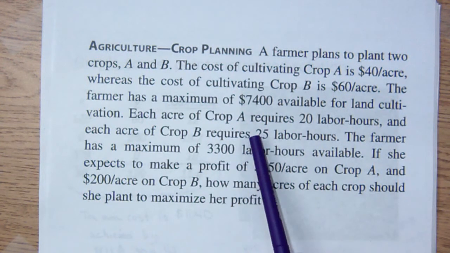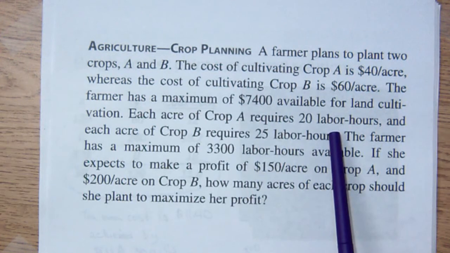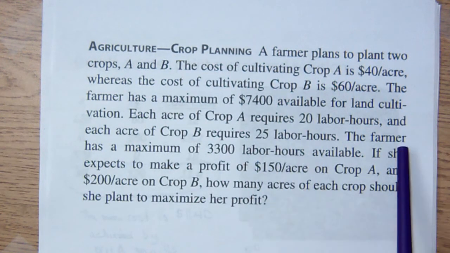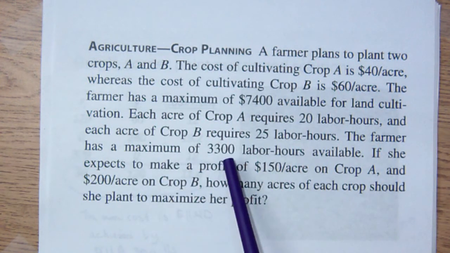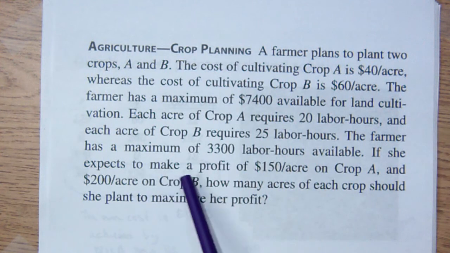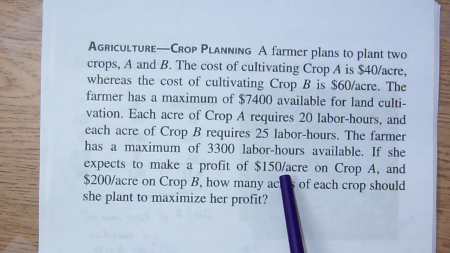Each acre of crop A requires 20 labor hours, and each acre of B requires 25 labor hours. And he has a maximum of 3,300 labor hours available. If she expects to make a profit of $1,500 per acre on crop A and $200 per acre on crop B, how many acres of each crop should she plant to maximize her profit?